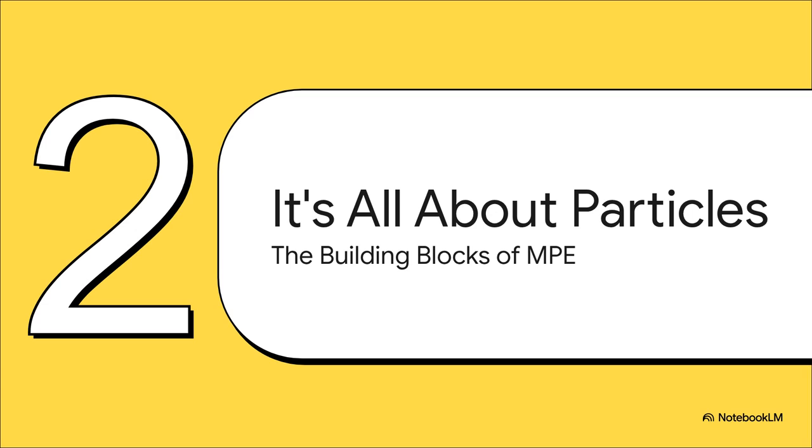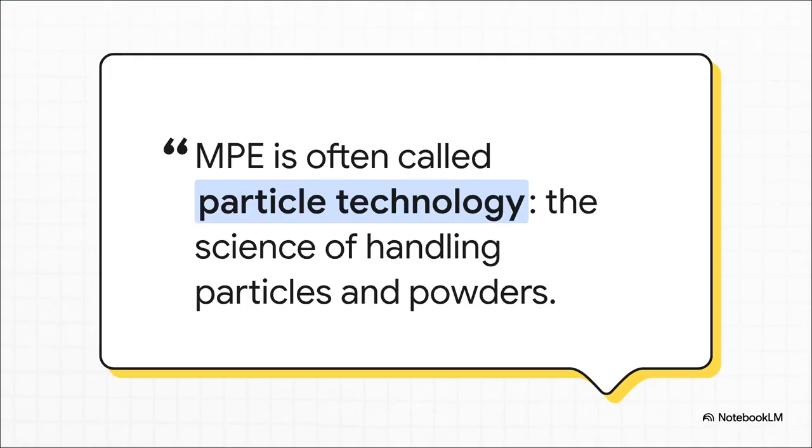And to do that, we need to think small, like really small. There's actually a much better name for this field. In a lot of places, MPE is simply called particle technology. And honestly, that name makes so much more sense, right? It's the science of powders and grains and dust and droplets, basically any tiny little bit of stuff. We're talking everything from nanoparticles you can't even see all the way up to gravel. If it's a particle, it's MPE's game.